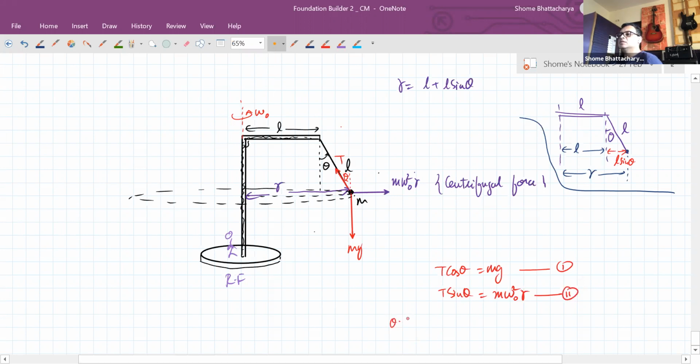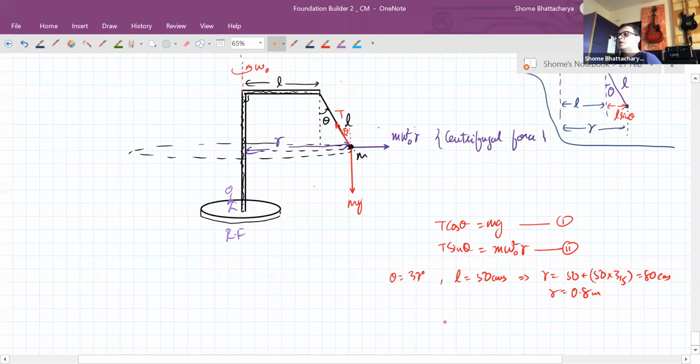Now theta is 37 degrees, L was 50 centimeters. So r will become 50 plus 50 into sine 37, that is 3 by 5. So 80 centimeters or 0.8 meters. That will be the value of r.